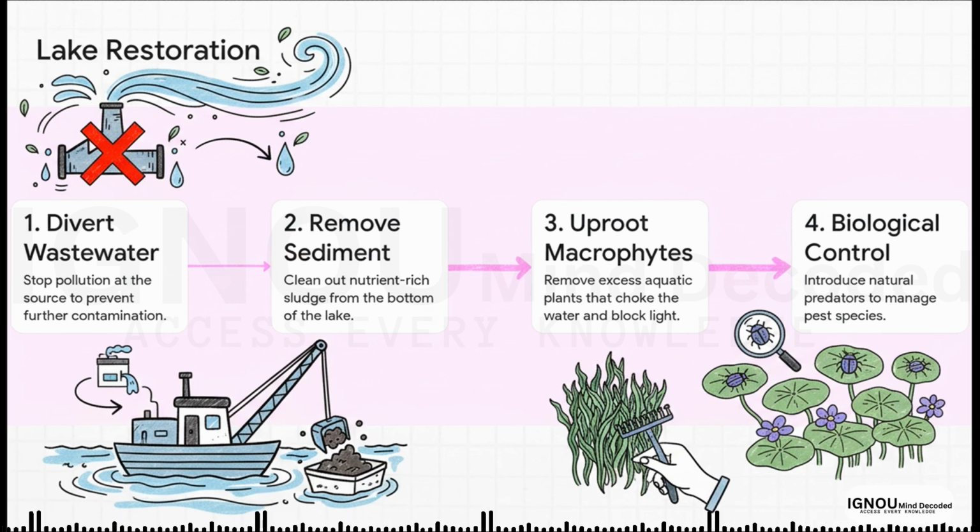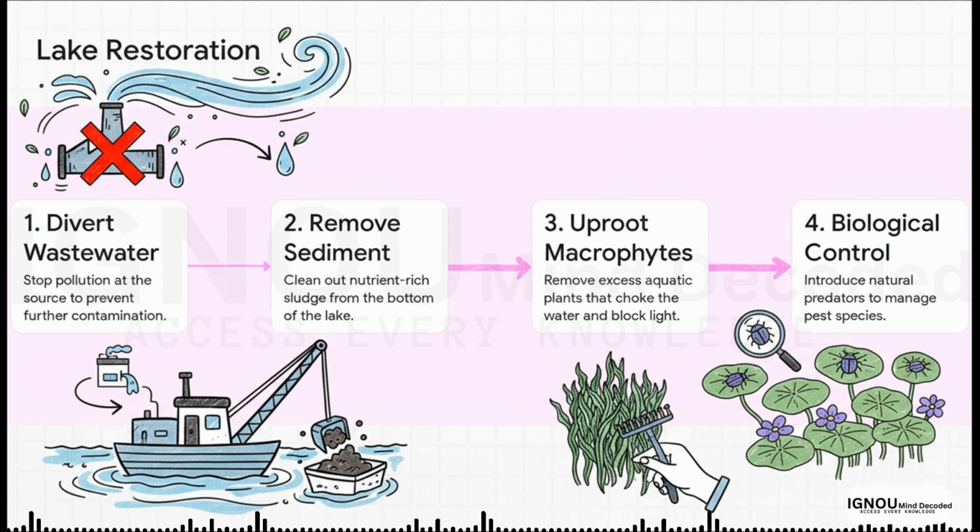Step 1, you have to stop the pollution from coming in. So you divert any wastewater that's flowing into it. Makes sense, right? Step 2, you have to clean up the gunk at the bottom. This means dredging up all that nutrient-rich, polluted sludge that's settled there. Step 3, you remove all the extra plants, the macrophytes that are just choking the water and blocking out sunlight.